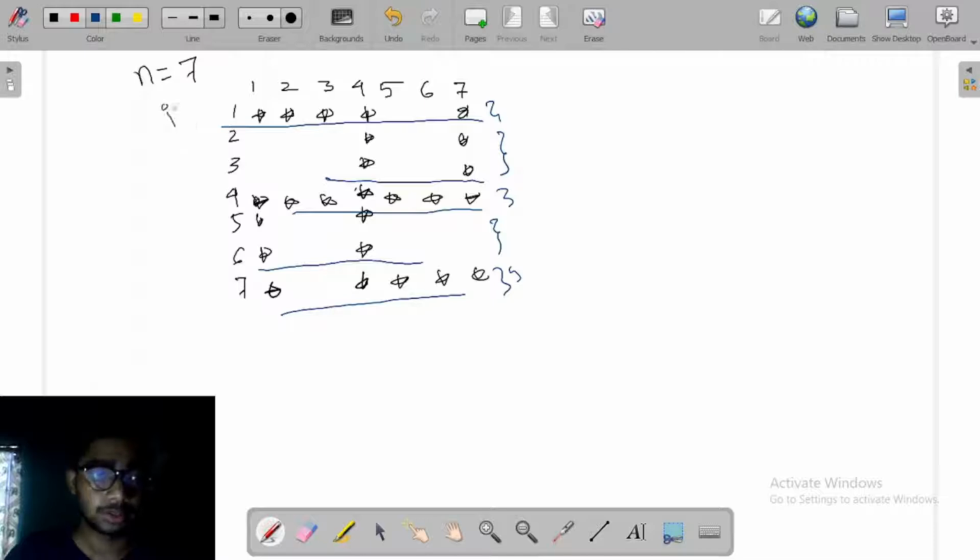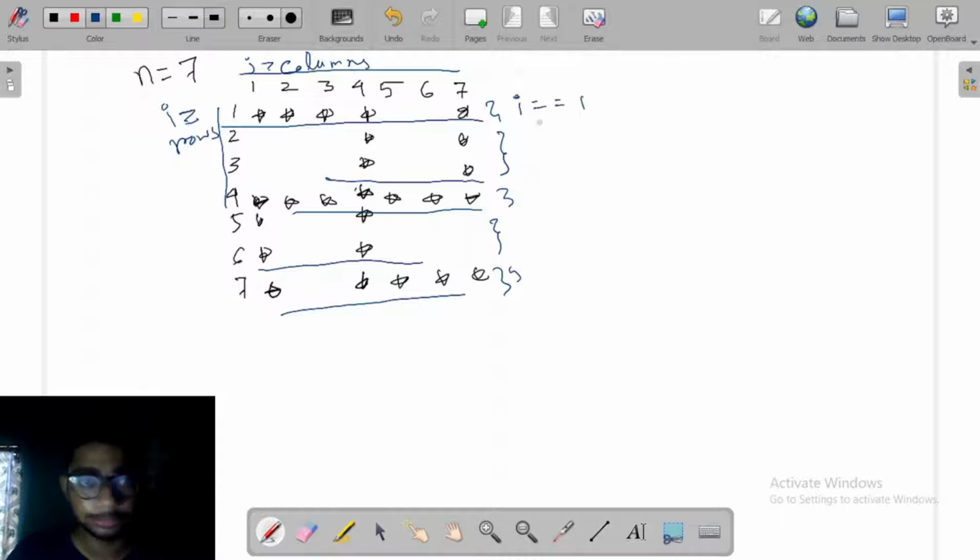Now see, these are all the values of I. What is I representing here? I represents the number of rows, and these are the values of J. What is J representing here? J represents the number of columns. Okay. Now see, we are going to print this pattern. That means the first part is when I value is equal to 1. Clear? Next, come to the next part.